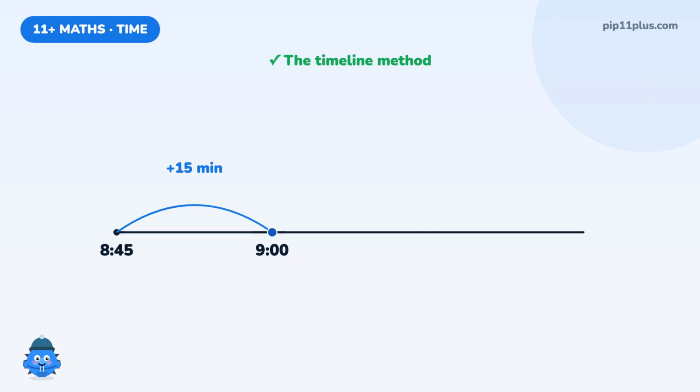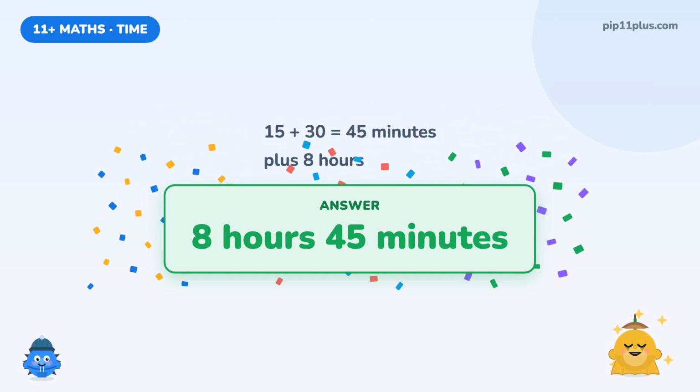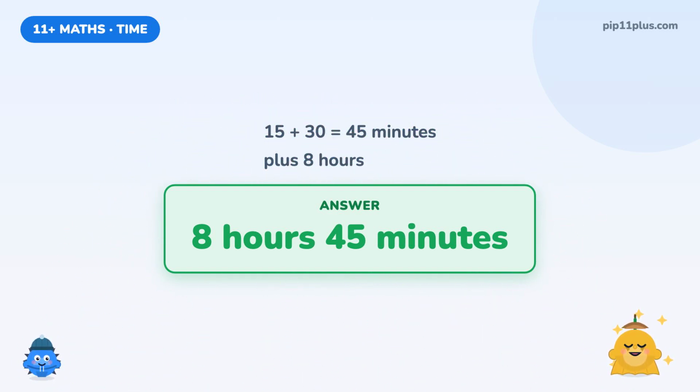8:45 up to 9 o'clock is 15 minutes. Then one big jump of 8 whole hours from 9 to 1700, and finally 1700 to 1730 is 30 minutes. The minutes are 15 and 30, which make 45, and we jumped 8 whole hours. So the library is open for 8 hours and 45 minutes. Here they wanted hours and minutes, so always check what the question is actually asking for.